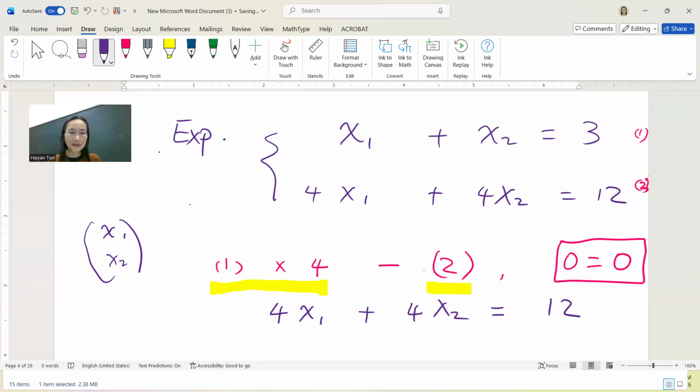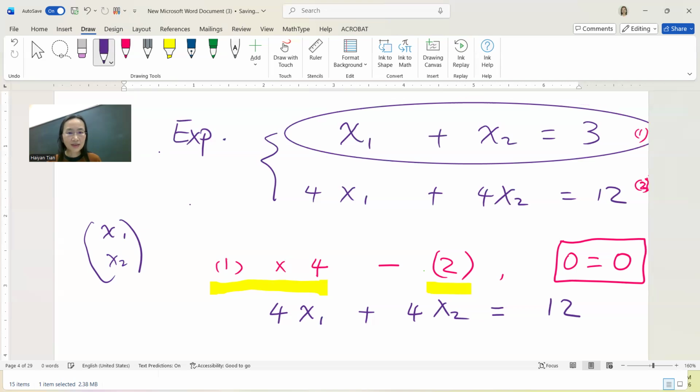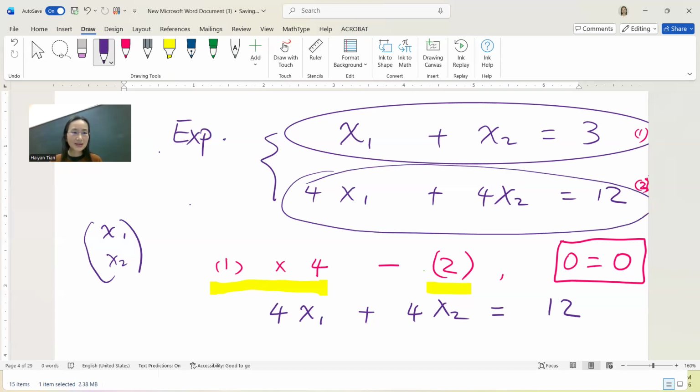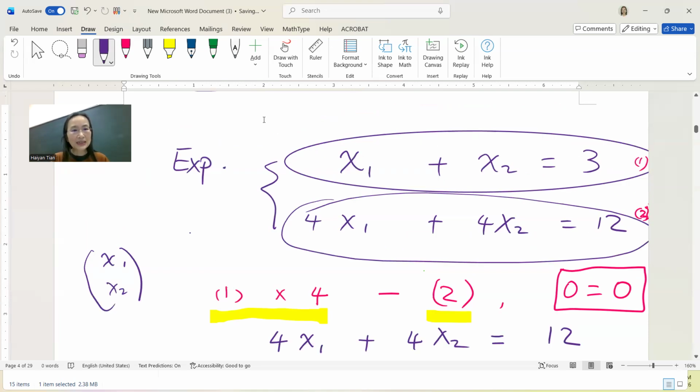So how many will satisfy the first equation? Every point on this line, right, will satisfy that equation. That means every point on this line will be a point on the other line because they are the same line, they overlap. Okay, so this is a third case that we see, infinitely many solutions.